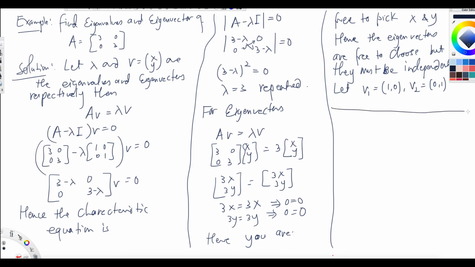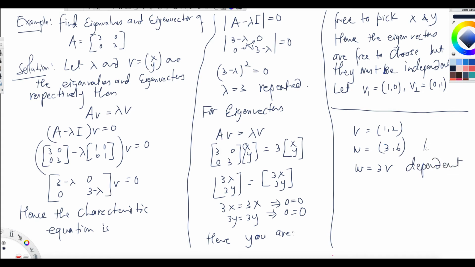So let me tell you what we mean by linearly dependent and linearly independent. Let us say V is a vector (1, 2), and W is another vector given as (3, 6). Do you think they are linearly dependent or linearly independent? You can write W equals 3 times V, right? This is a multiple of that one. So they are linearly dependent.